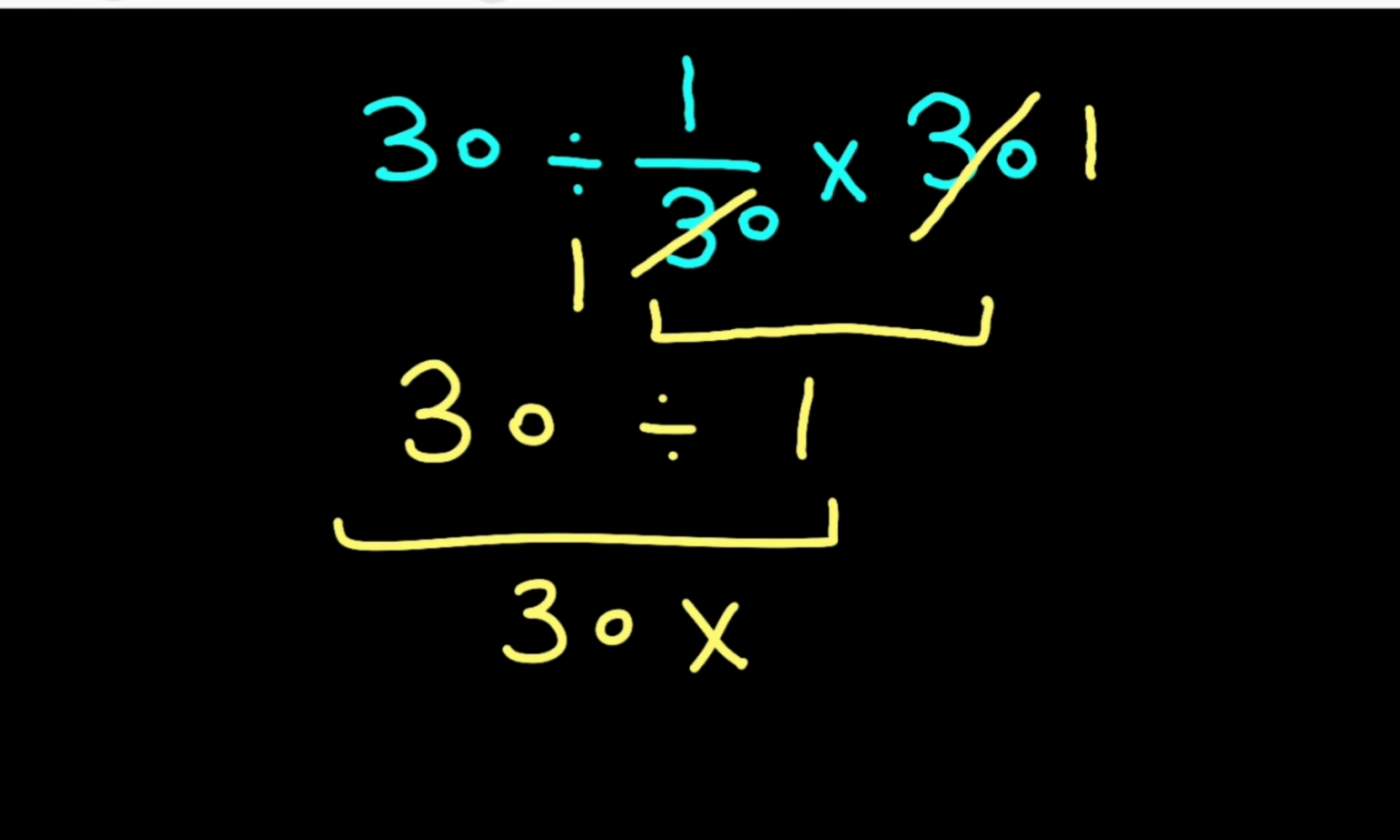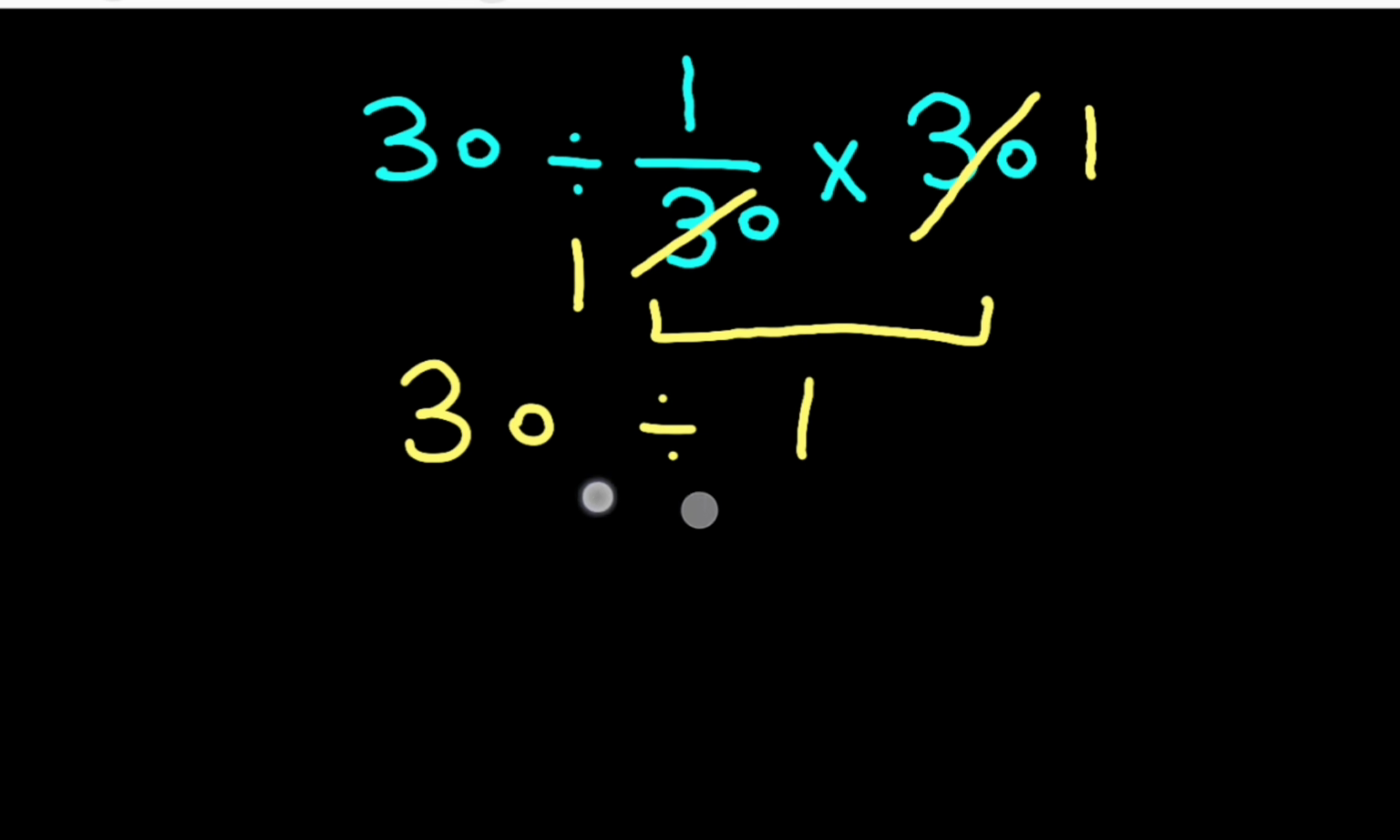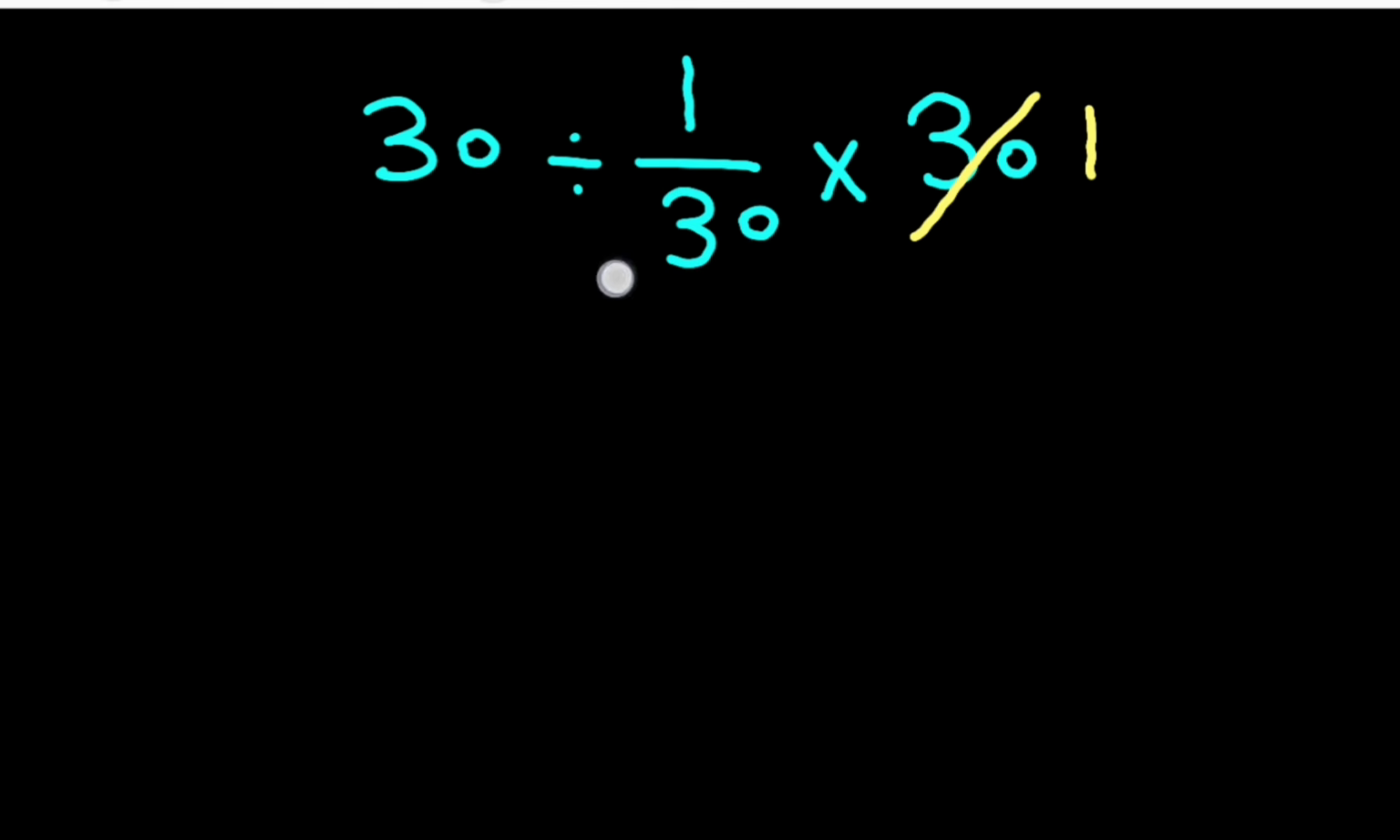But this answer is not correct because according to the order of operations, we know that multiplication and division have equal priority. So we have to solve from left to right.